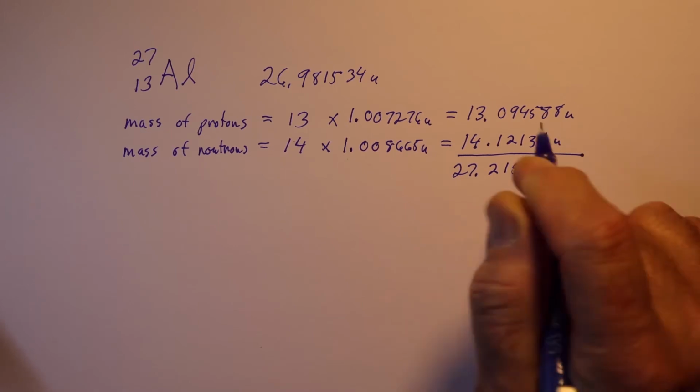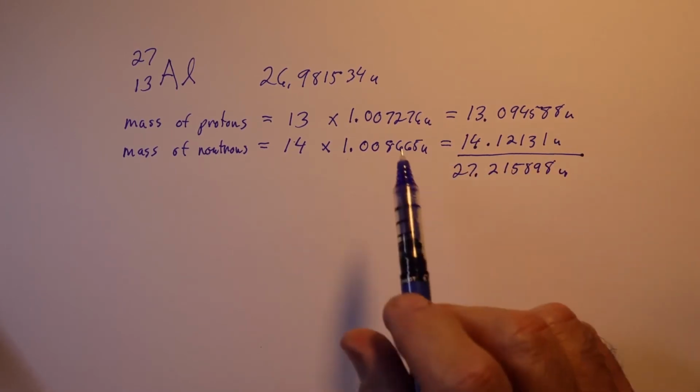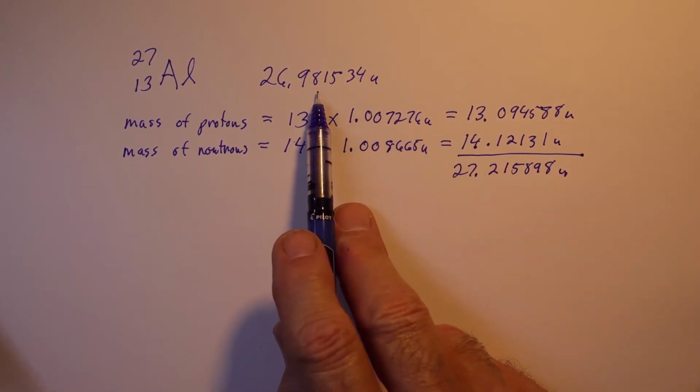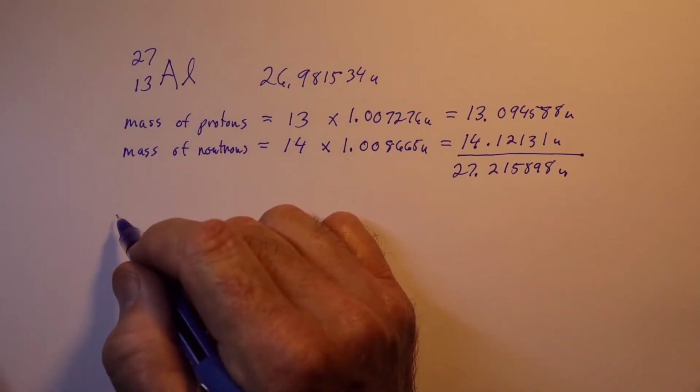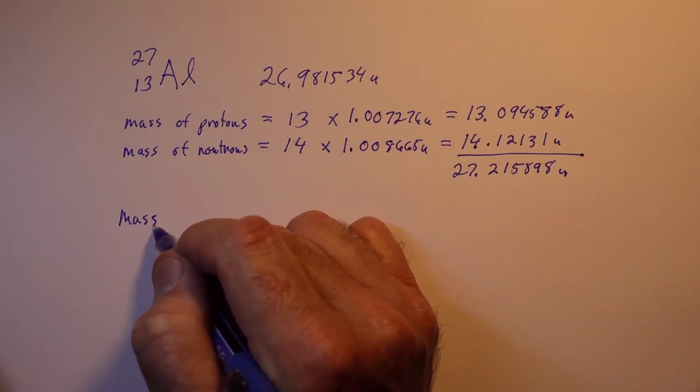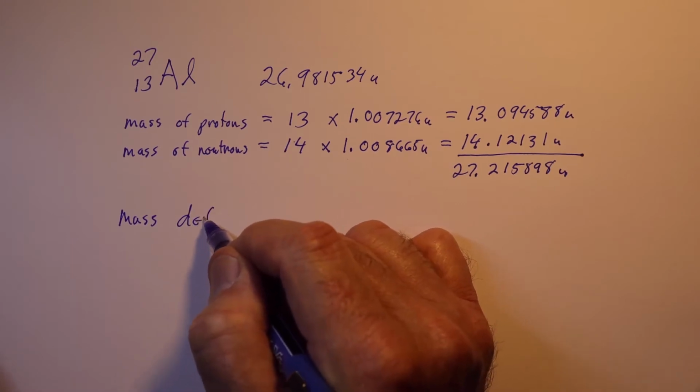27.215898 atomic mass units. So notice, the mass of the nucleus is less than the sum of all the parts of the nucleus. And this is referred to as the mass defect.